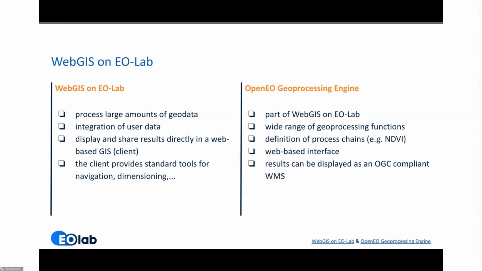Together with WebGIS, we also provide the OpenEO geoprocessing engine. The OpenEO geoprocessing engine is part of WebGIS on EOLab. It contains a wide range of geoprocessing functions and the possibility of defining process chains, for example, NDVI. It's a web-based interface, and the results can be displayed as an OGC compliant WMS.